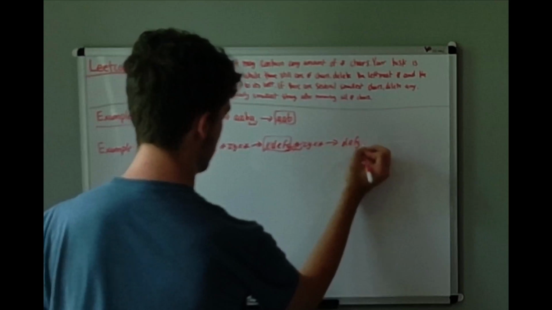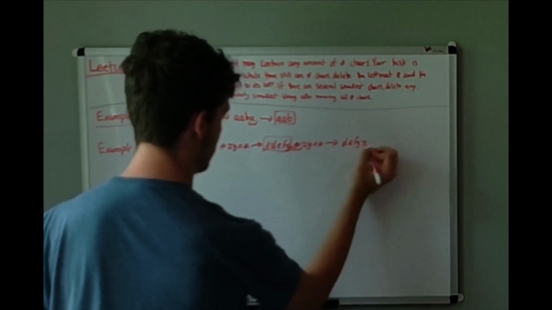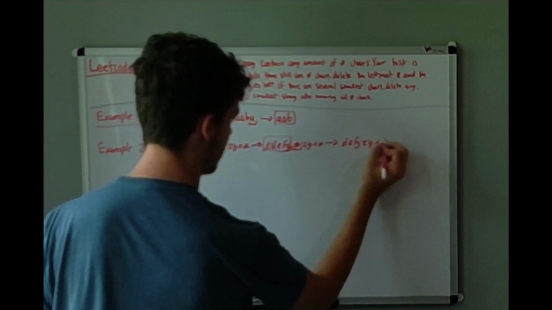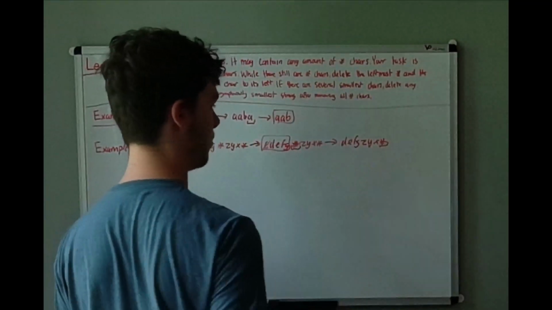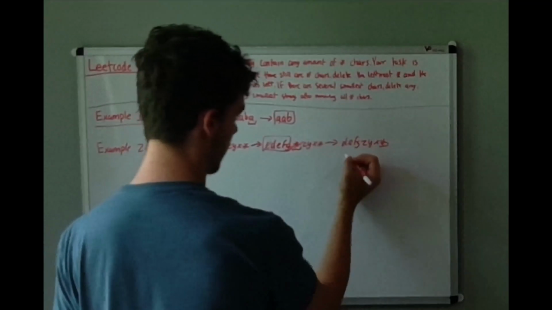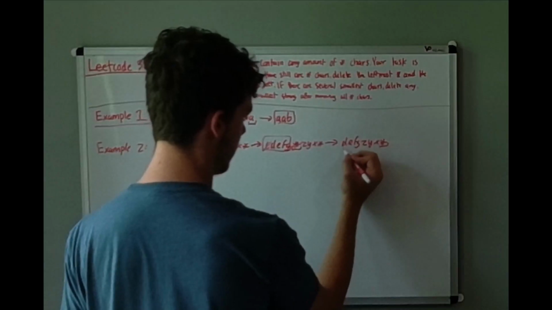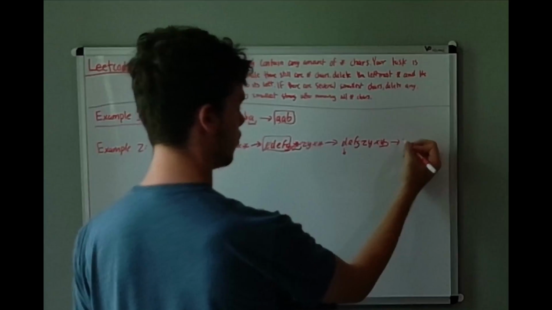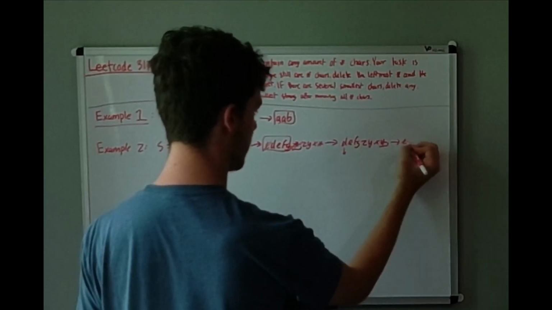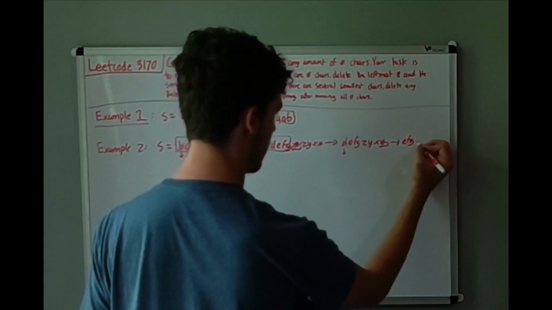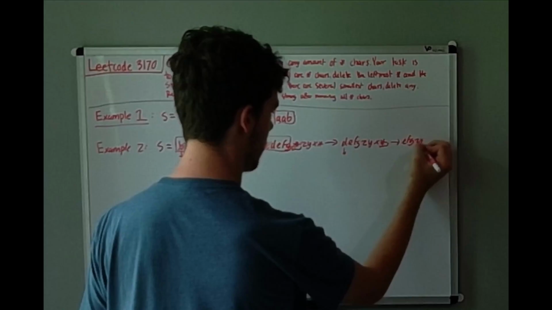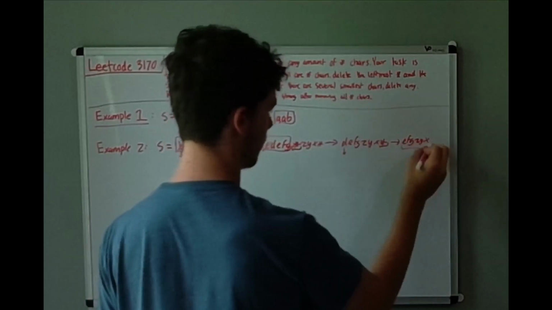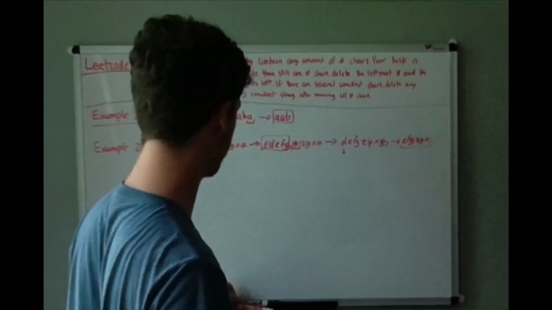D, E, F, G, Z, Y, X, and then star. We do the same process. We see the star, and then the smallest character would be D. So the result of this string, or this solution, is E, F, G, Z, Y, X. That is the result.